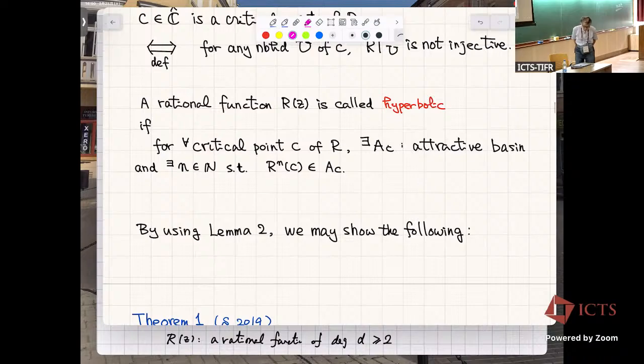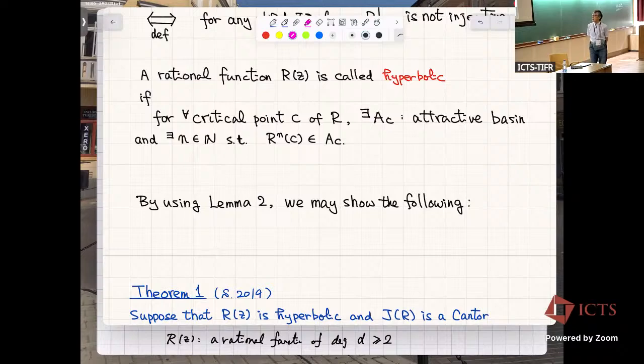We call a rational function R(z) hyperbolic if every critical point, where critical point means the point where the derivative vanishes, eventually belongs to some set. We call it the attractive basin of the rational function, but it doesn't matter about this definition. Anyway, we can define the hyperbolic rational functions.